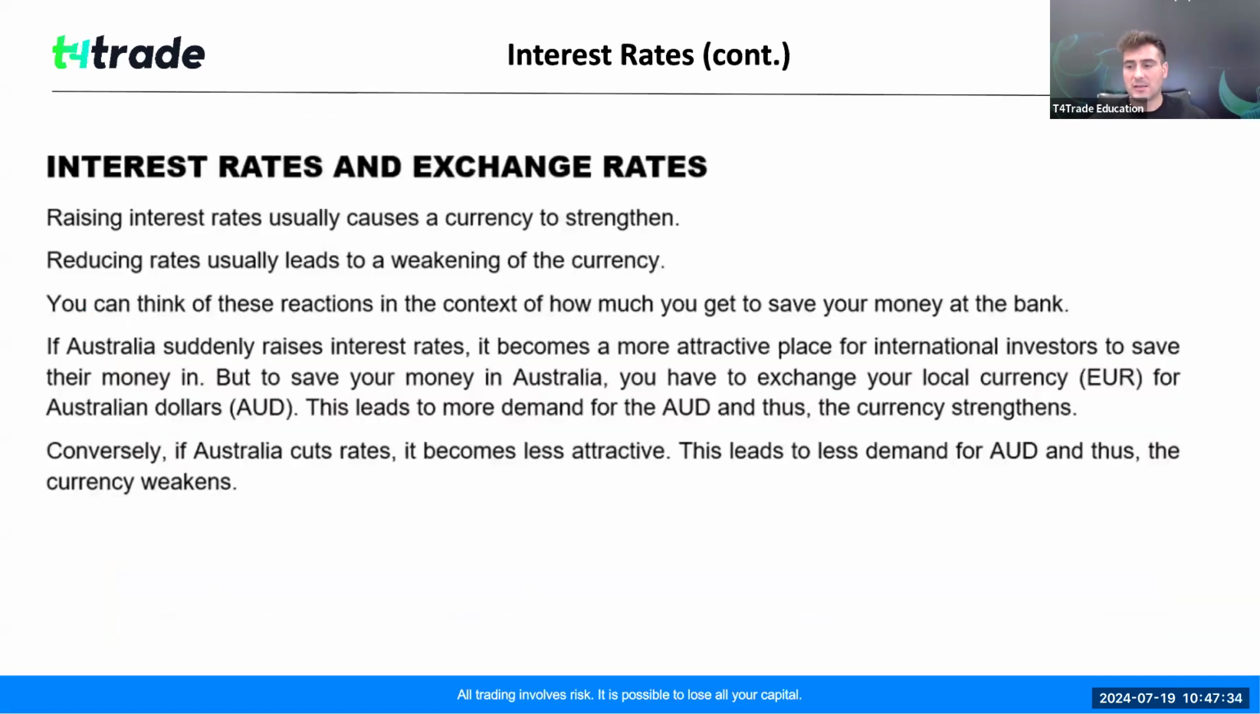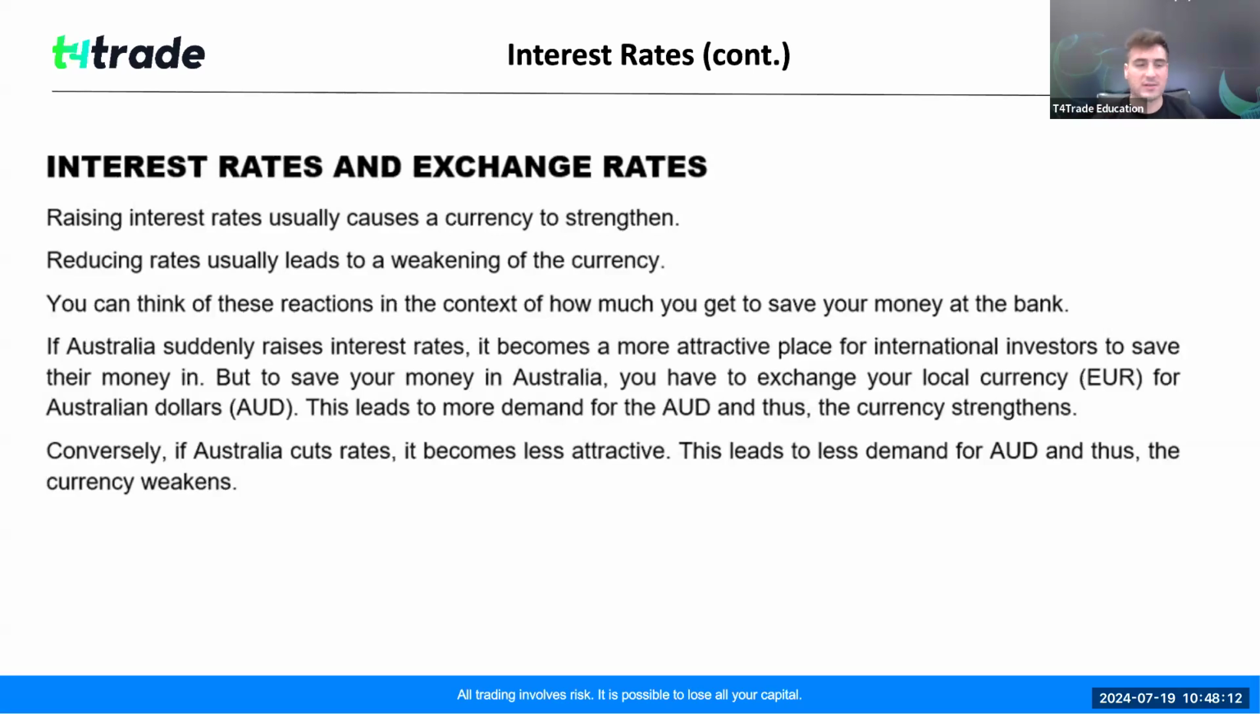So how do interest rates and exchange rates behave with each other? Why do we give a damn about interest rates and inflation? Because raising interest rates usually causes a currency to strengthen. Also, reducing interest rates usually leads to a weakening of the currency. This may seem puzzling for you, but this example is going to make it clear. You can think of these reactions in the context of how much you get to save your money at the bank. So we're talking about borrowing and lending from banks as consumers. This is the setup.